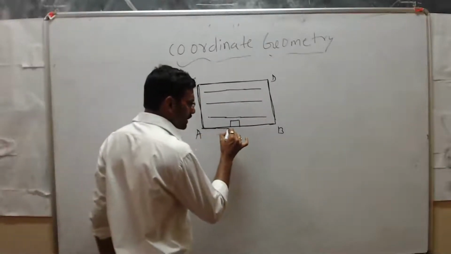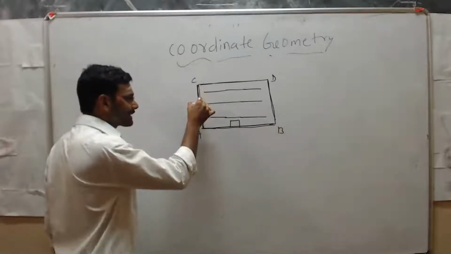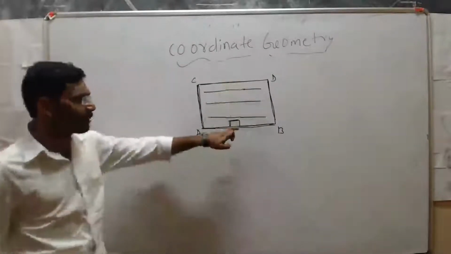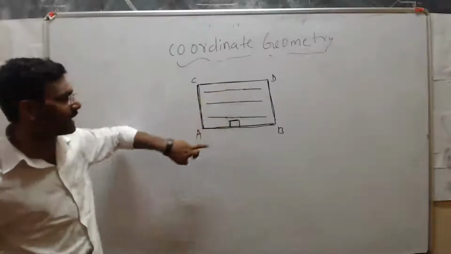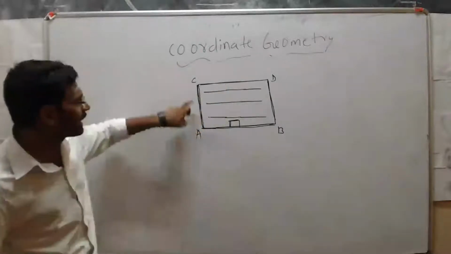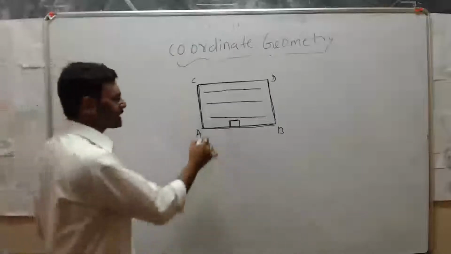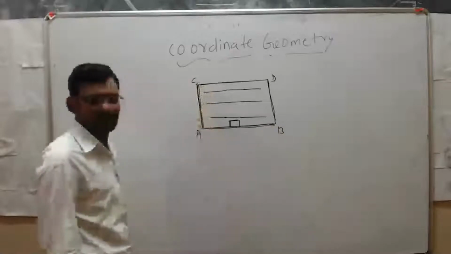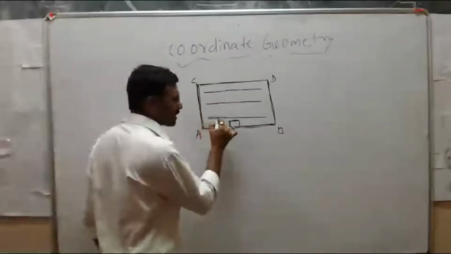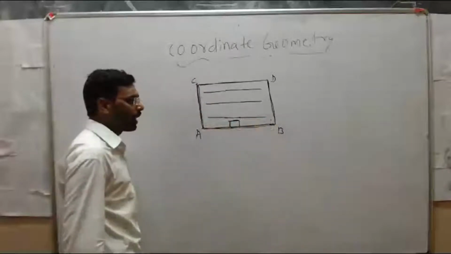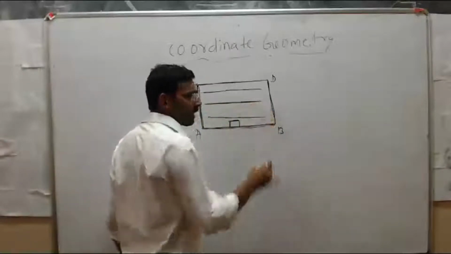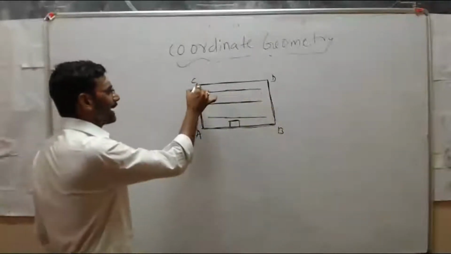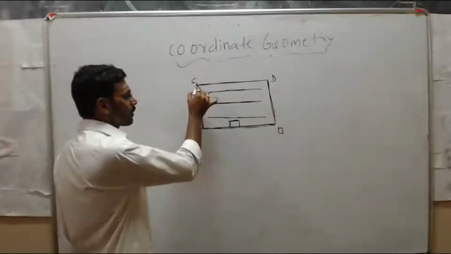Now AB is horizontal. Here is the position of the teacher, and here is the position of the students. AB is horizontal, and AC is vertical. It means AB is the x-axis and AC is the y-axis. This straight line also belongs to the y-axis.